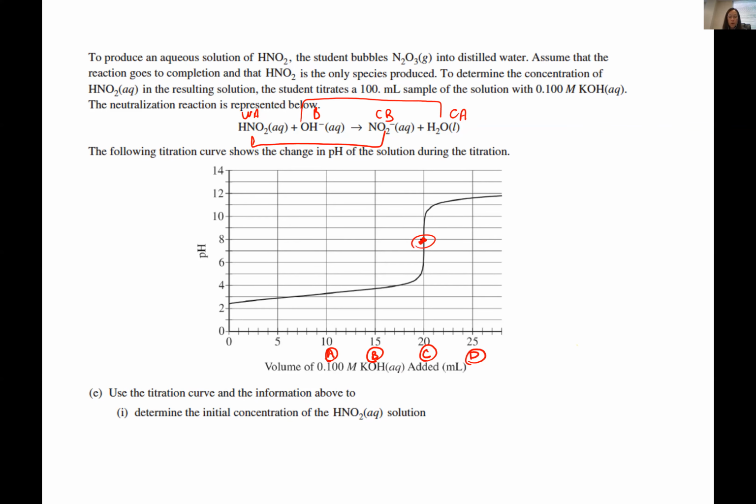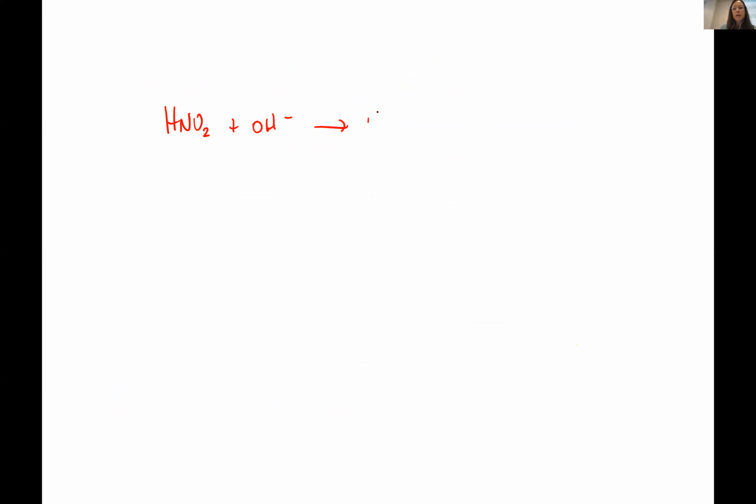So could you determine the initial concentration of the nitrous acid solution? That means I want the molarity in moles per liter. So how does that figure into this stoichiometry stuff? Let's go to the next page so I have some space to write. If I wrote my equation, HNO2 plus OH minus goes to NO2 minus and water.